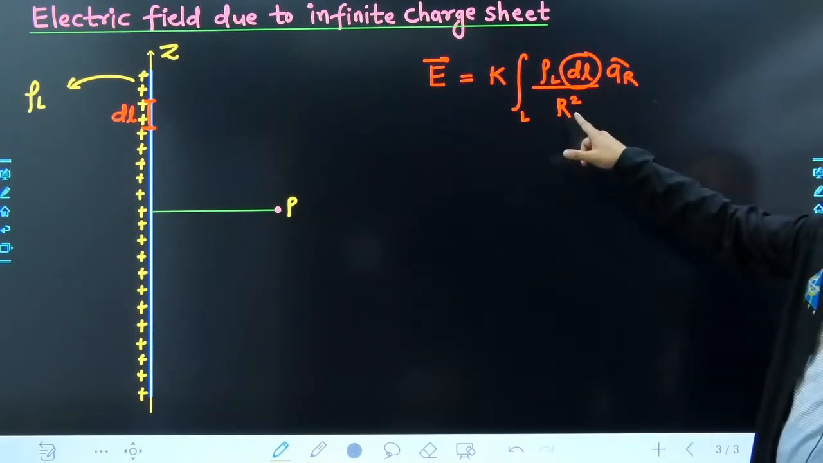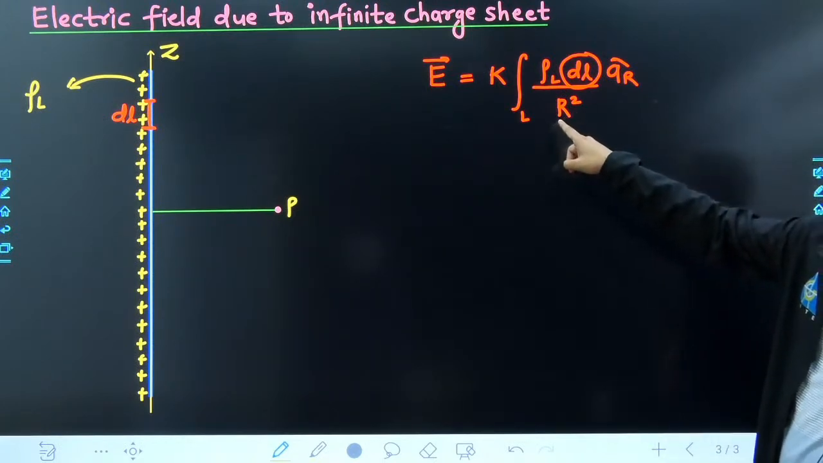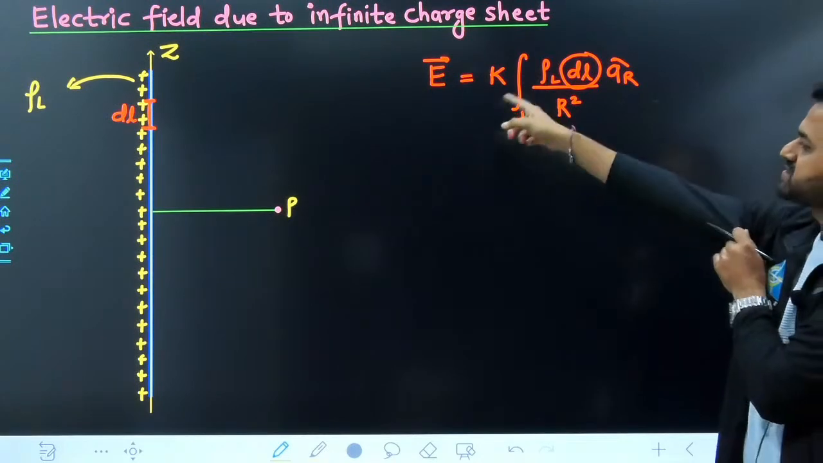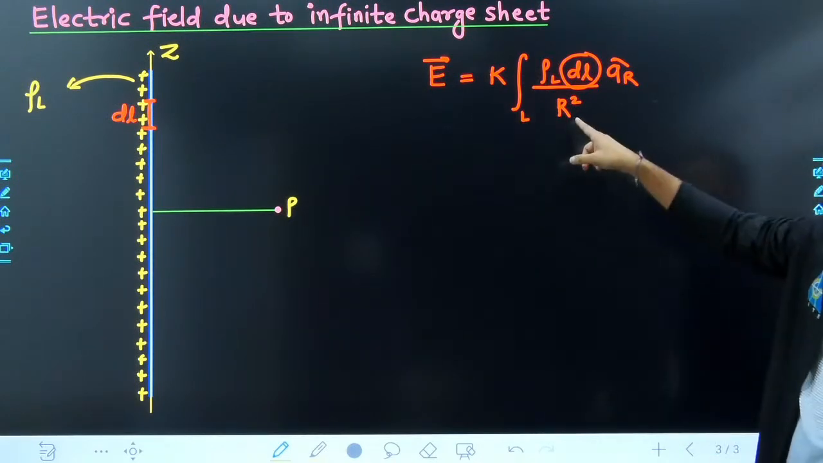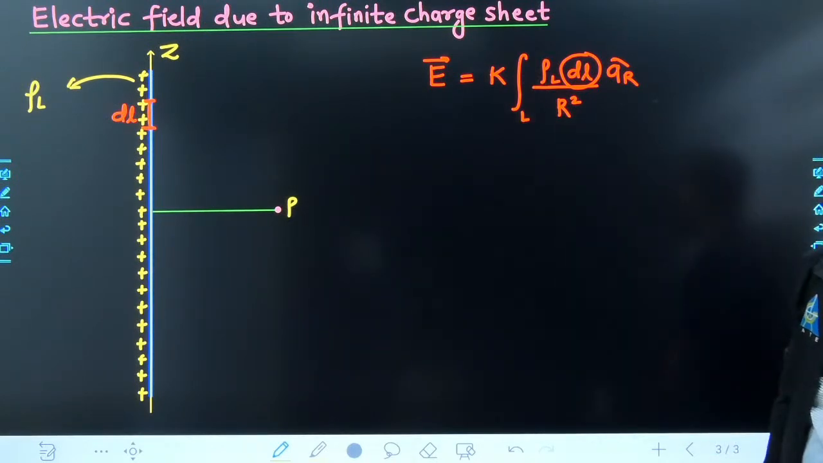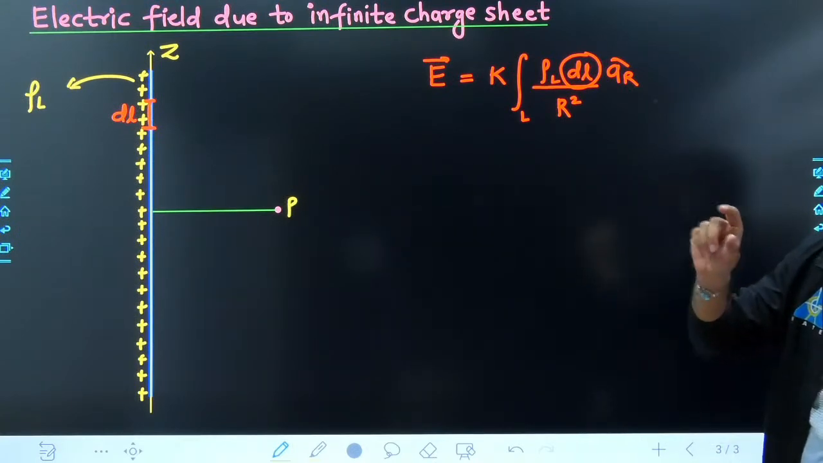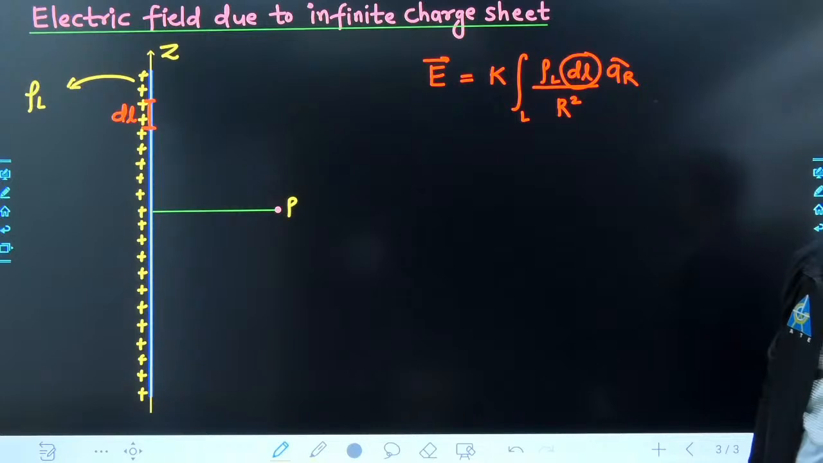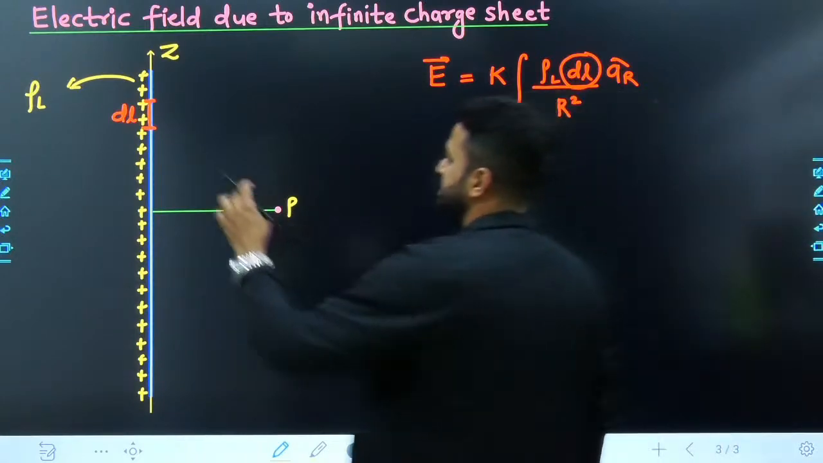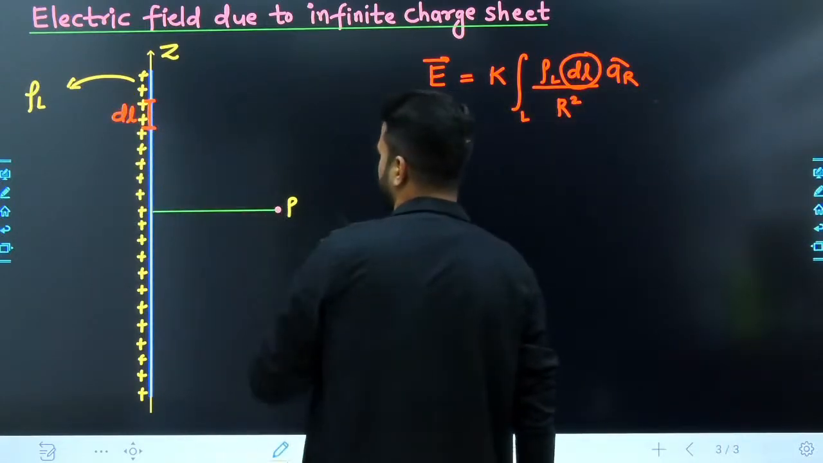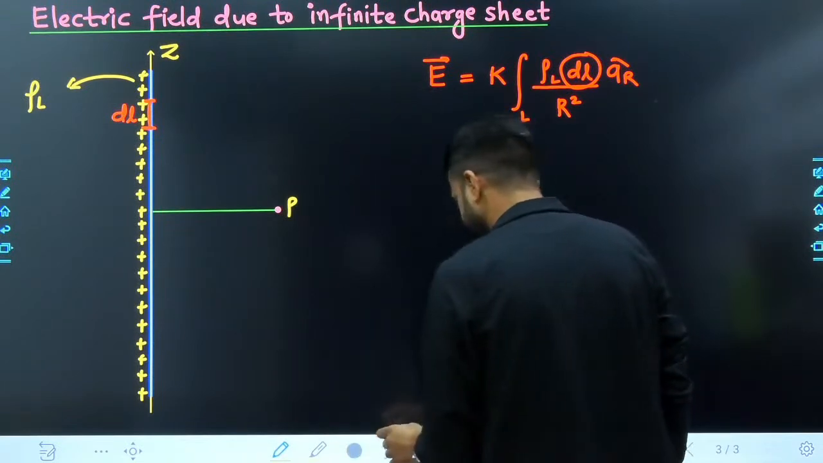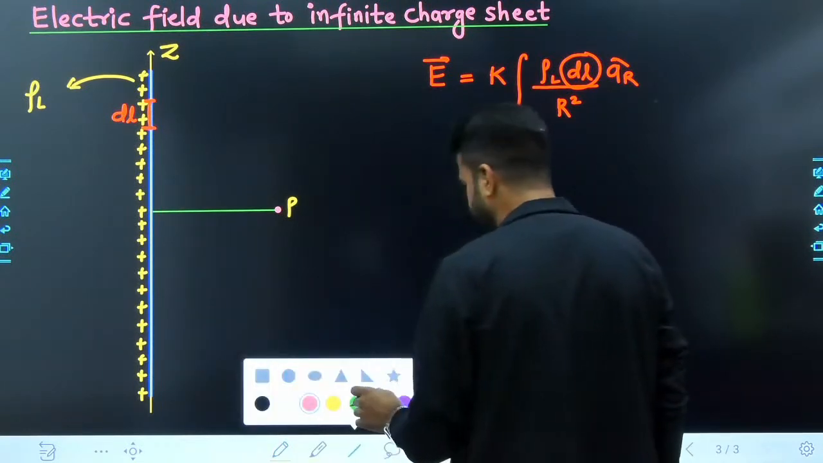And now the second is the distance r, because the rho L is already given, K is constant. Now we have to consider this r. The r is the distance from the differential length to the point of interest. So r is the distance between this length to this point of interest. So we have to join the line.